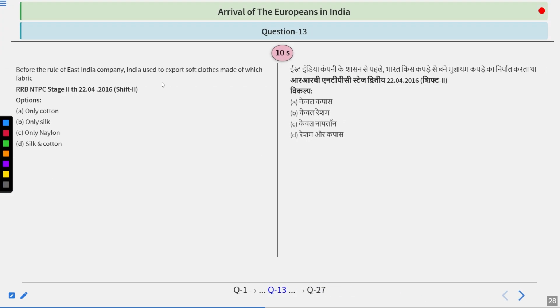Before the rule of East India Company, India used to export soft clothes made of which fabric? Only cotton, only silk, only nylon, or silk and cotton? So try to find out the answer, guys.